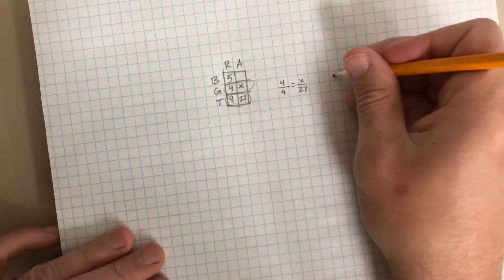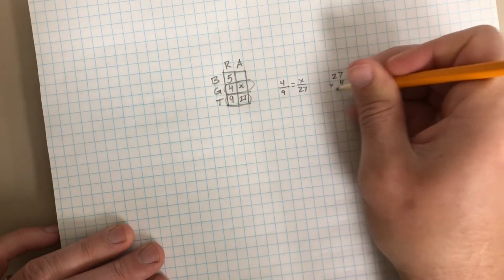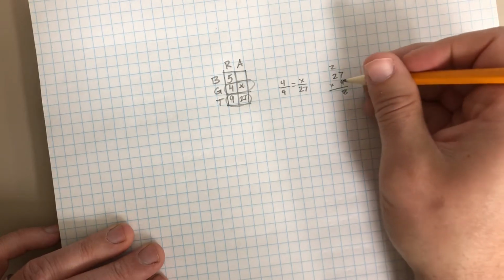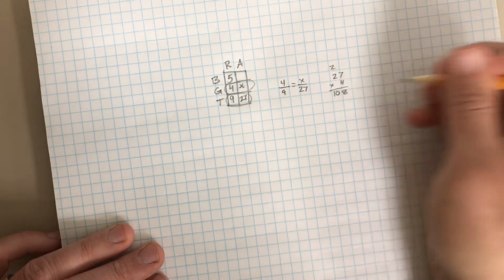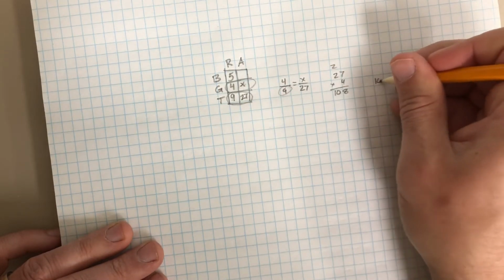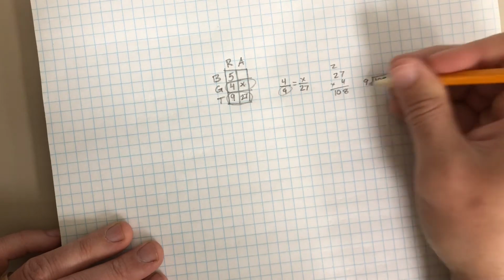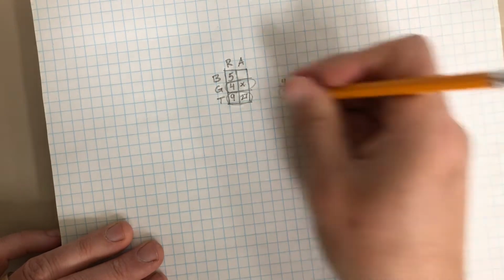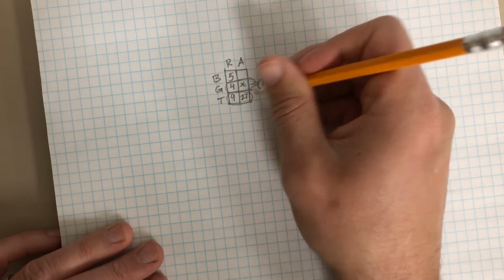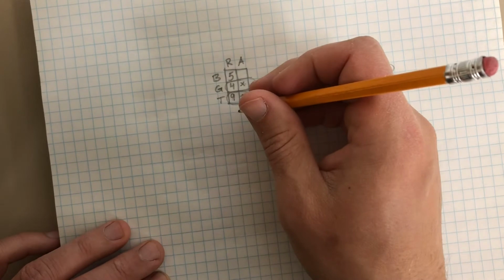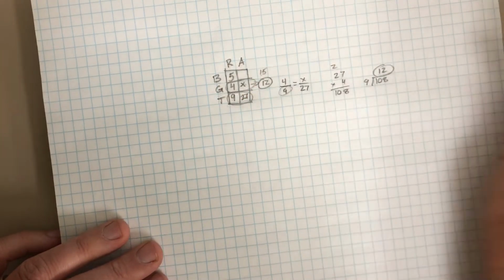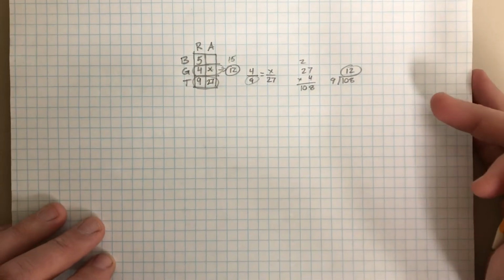Okay, so 27 times 4, 4 times 7 is 28, 4 times 2 is 8, 9, 10, 108, and then divide by 9. 108 divided by 9, if you know fact families, you know that is 12. So that means there are 12 girls. And if there are 12 girls, that would tell me that there are 15 boys. Even though it's not asking us for boys, I can still figure out how many boys there were.